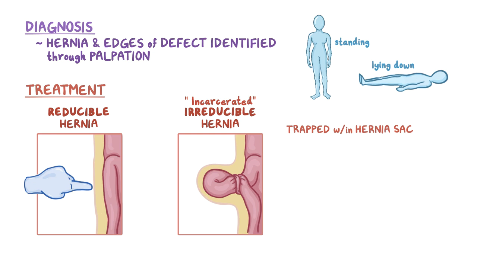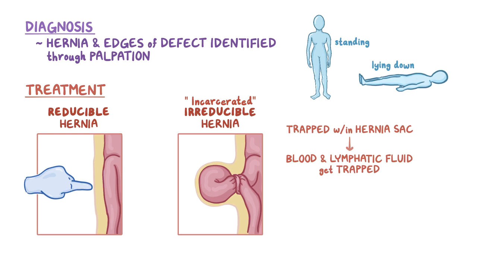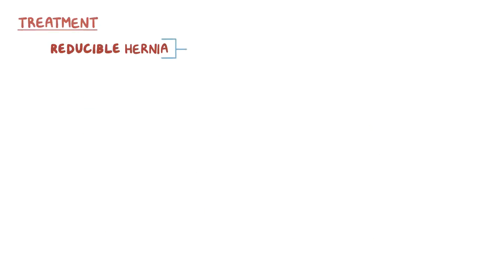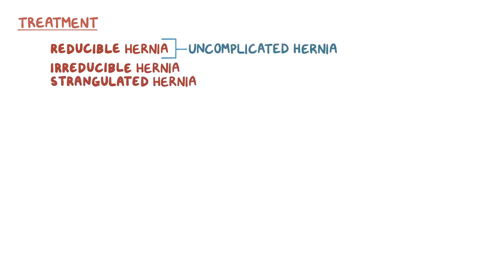Over time, an irreducible hernia can cause blood and lymphatic fluid to get trapped, leading to swelling of the trapped tissue. As edema accumulates, the impairment becomes more and more severe until the contents of the hernia sac can become ischemic and eventually necrotic, which is referred to as a strangulated hernia. Reducible hernias are also called uncomplicated hernias, while both irreducible and strangulated hernias are considered complicated hernias.